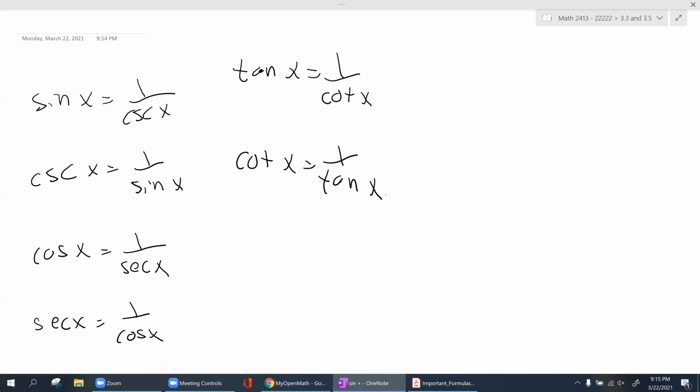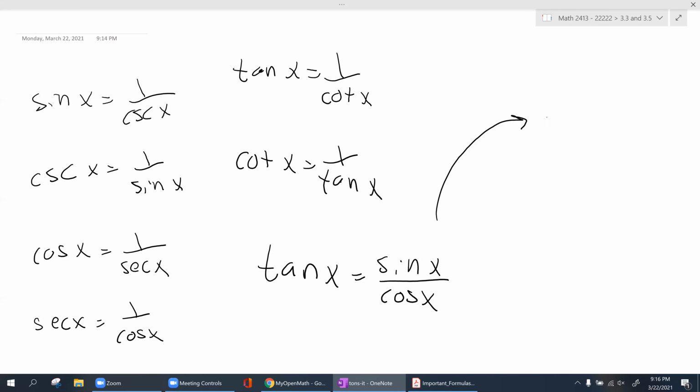Two more things to remember. Tangent of x is just sine x over cosine of x, right? And cotangent of x is just cosine of x over sine of x.